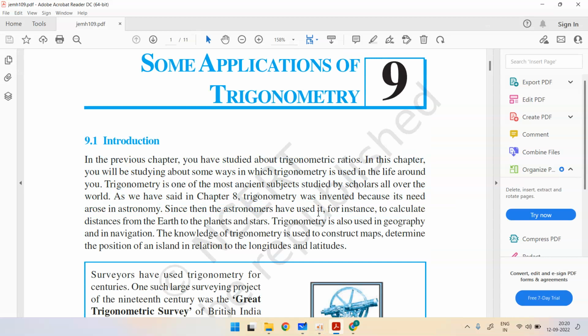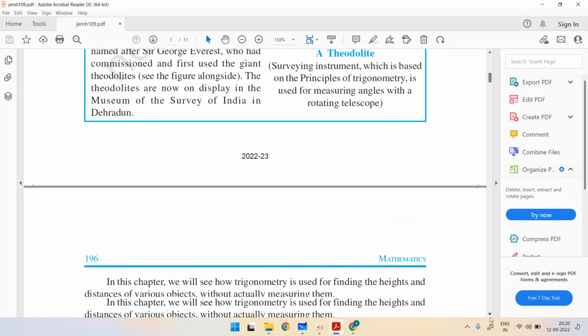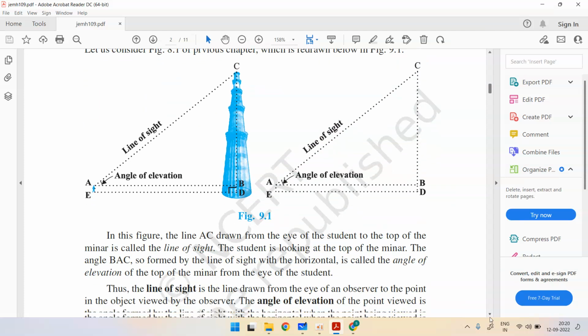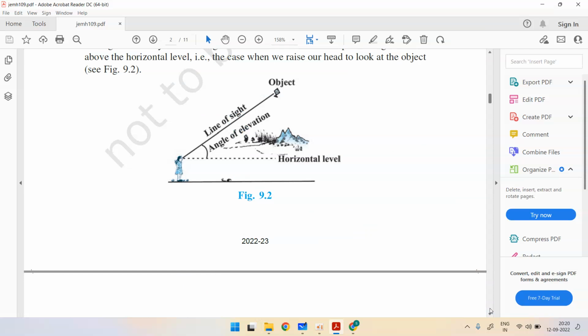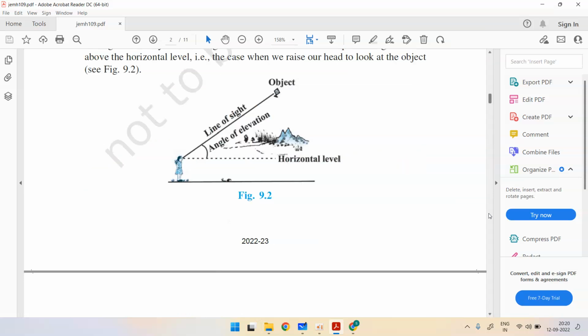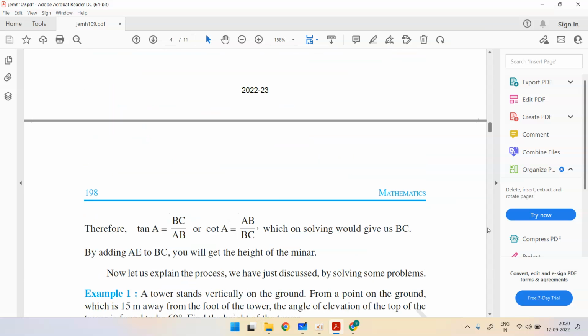Good morning, students. In the last lecture, I taught you the basics of some applications of trigonometry. Now, I will be directly solving the equations. I have already told you this is the angle of elevation, a line of sight to the object, and this is the angle of depression, from the horizontal level to the object.